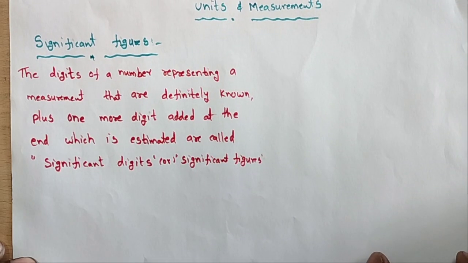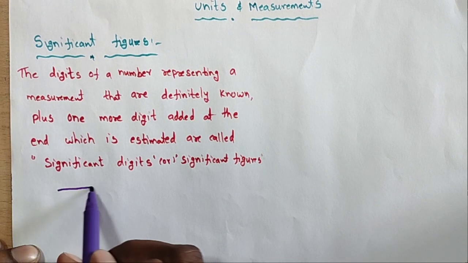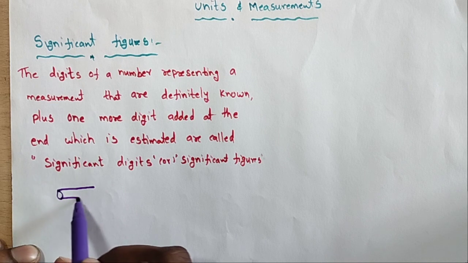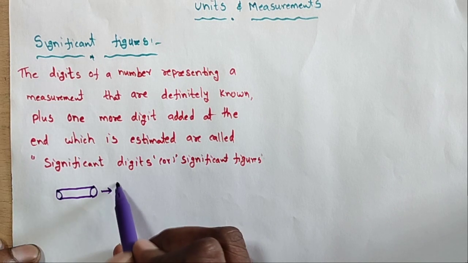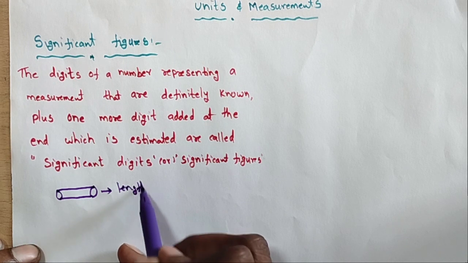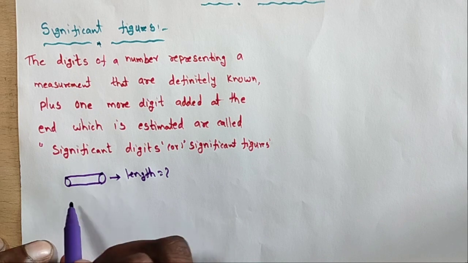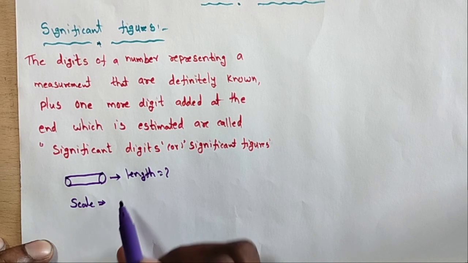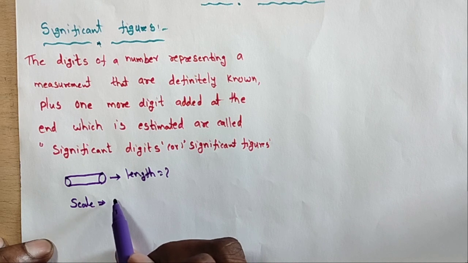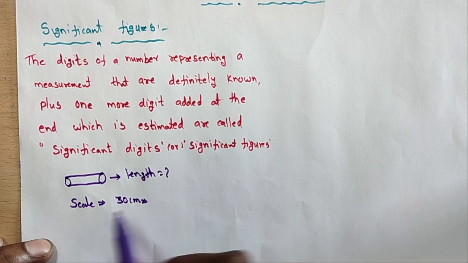Okay, I will give an example first. I am taking one rod, and my aim is to calculate the length of the rod. For this purpose, I am taking one normal scale, a 15 centimeter scale or a 30 centimeter scale.